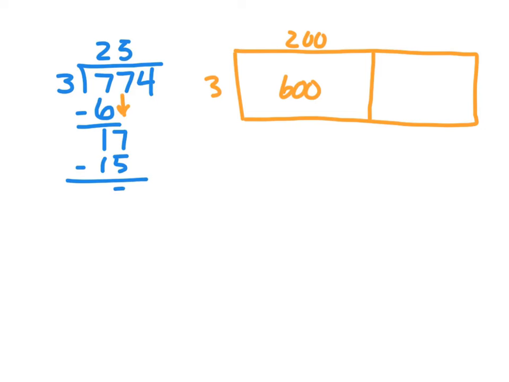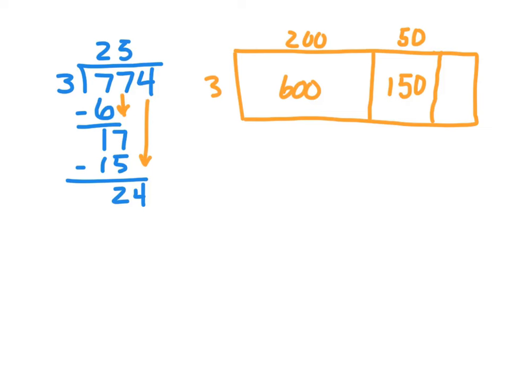And I'll have 2 tens left over. So I'm going to go ahead and distribute that 150. And I know that my 5 there is in the tens place, and 5 tens is 50. All right, and I'm going to go ahead and bring down my 4 ones, and now I have 24 ones.